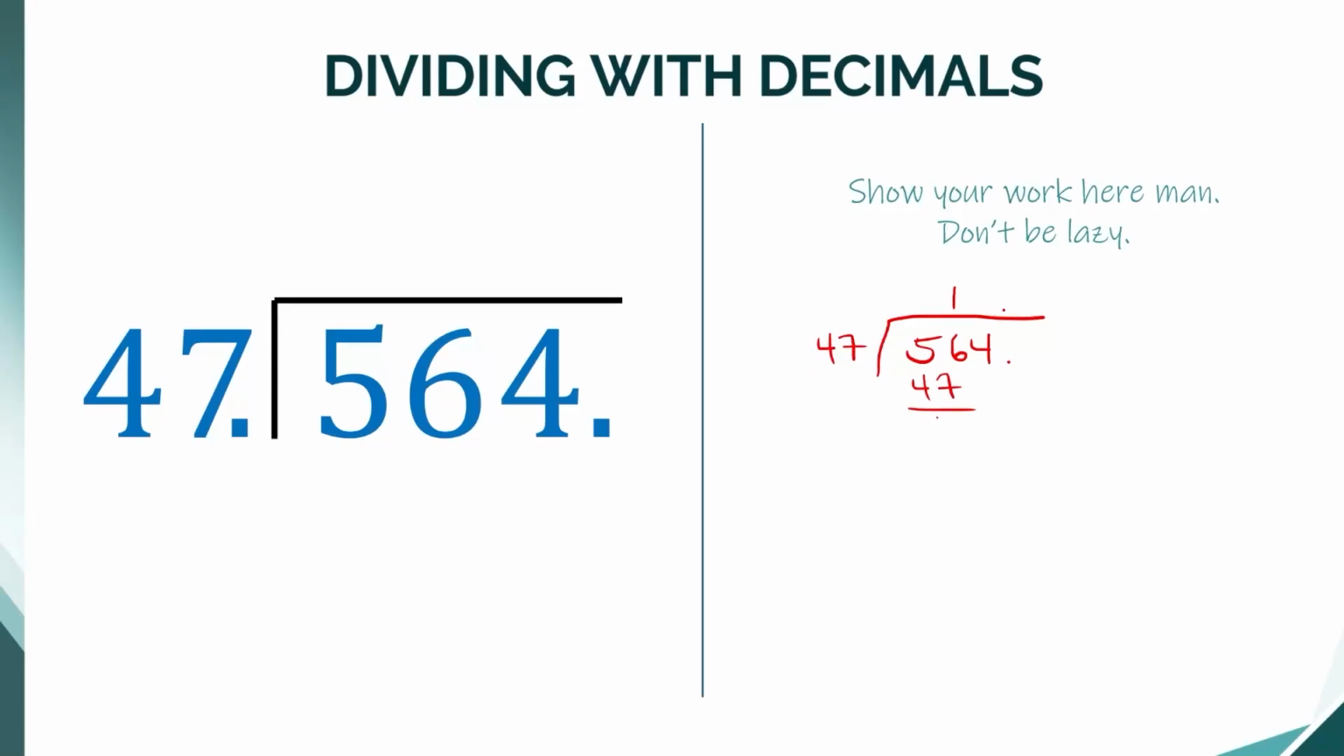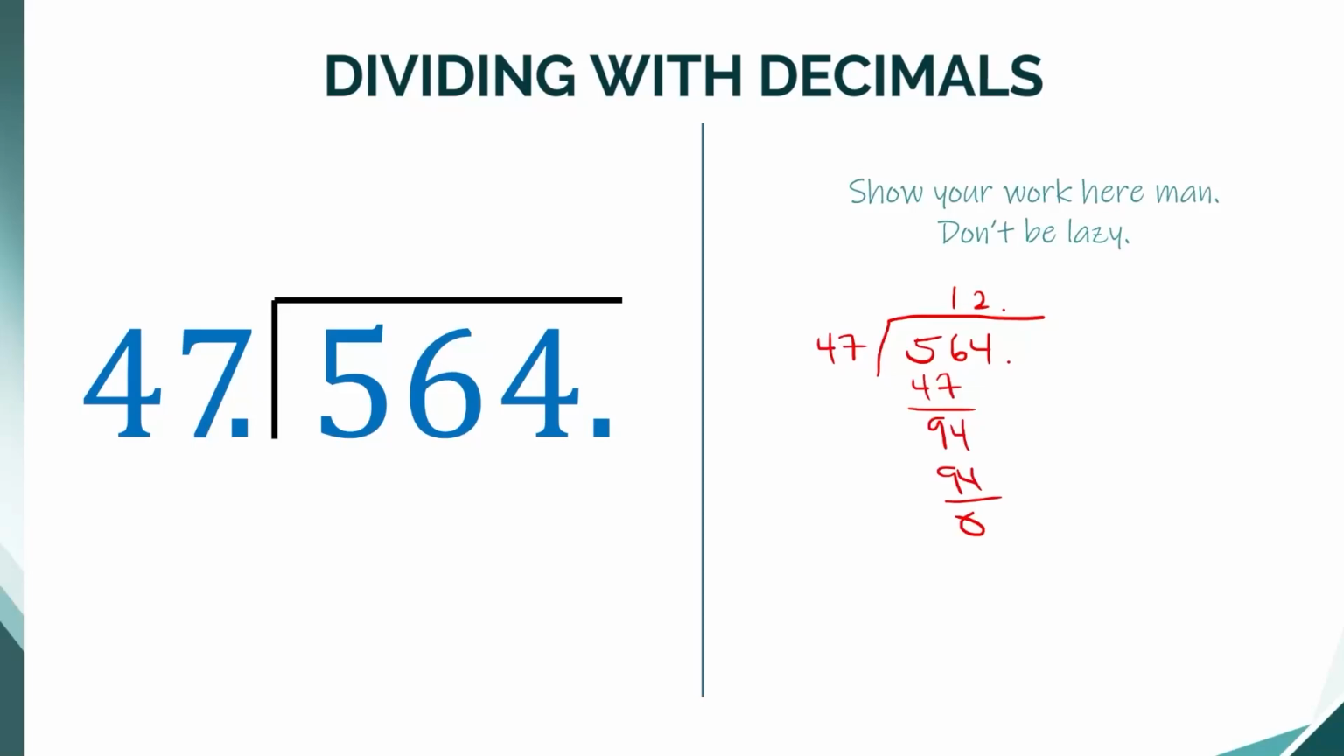56 minus 47 is 9. Bring down the 4. Ooh, that's nice. 47 goes into 94 twice. And we're done because it's exactly twice. 2 times 47, 94. Yeah, we're done. Okay, that was convenient. So it worked out to 12.